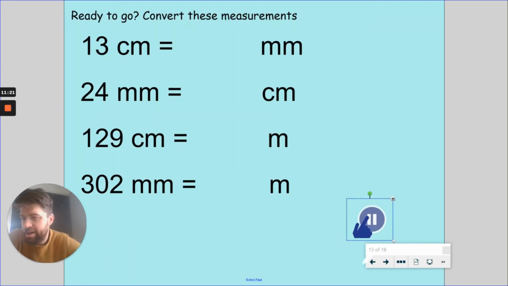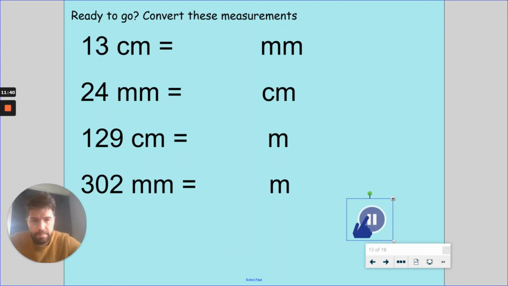So let's see if we're ready to go and answer our questions then. We're going to convert these measurements into the blank one. So 13 centimetres, what's that in millimetres? What's 24 millimetres in centimetres? What's 129 centimetres in metres? And what's 302 millimetres in metres? Pause the video and have a go at answering those now.